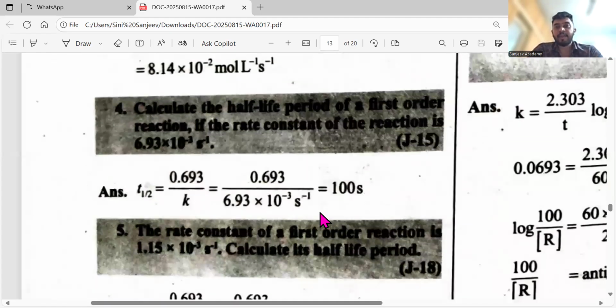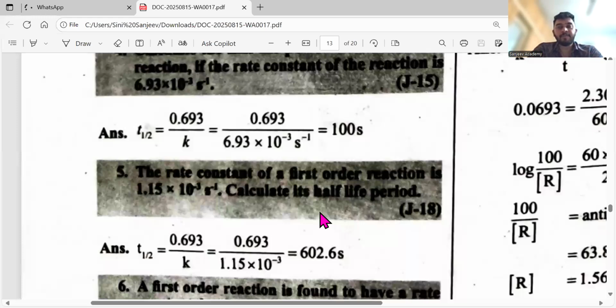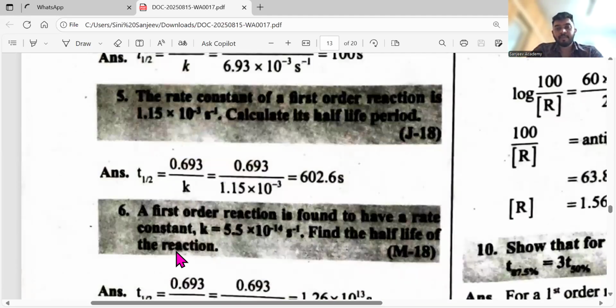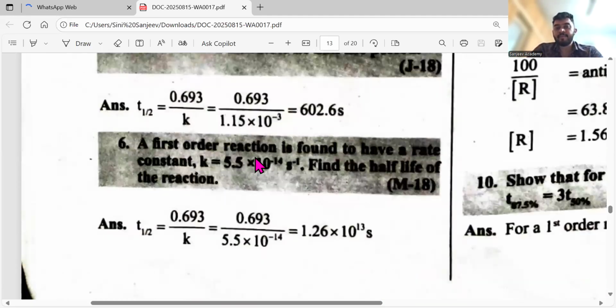Just do the calculation, that's it. Again, in calculation, if you have a doubt, feel free to tell me or ask me in person, and I'll help you out. The next question, again same thing: T half formula done, then again K, formula done. That's it.